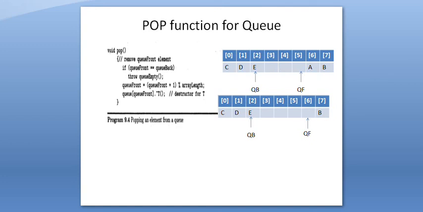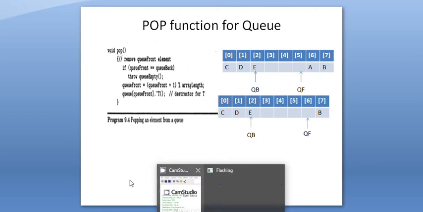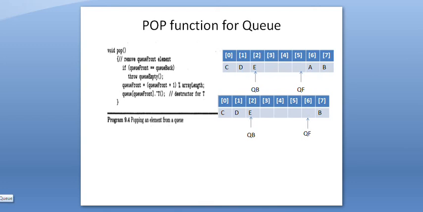This is how the push and pop functions work. Fine. So we will stop for the time being. We will have a look at how you double the queue when queue back becomes equal to queue front, in the next class.